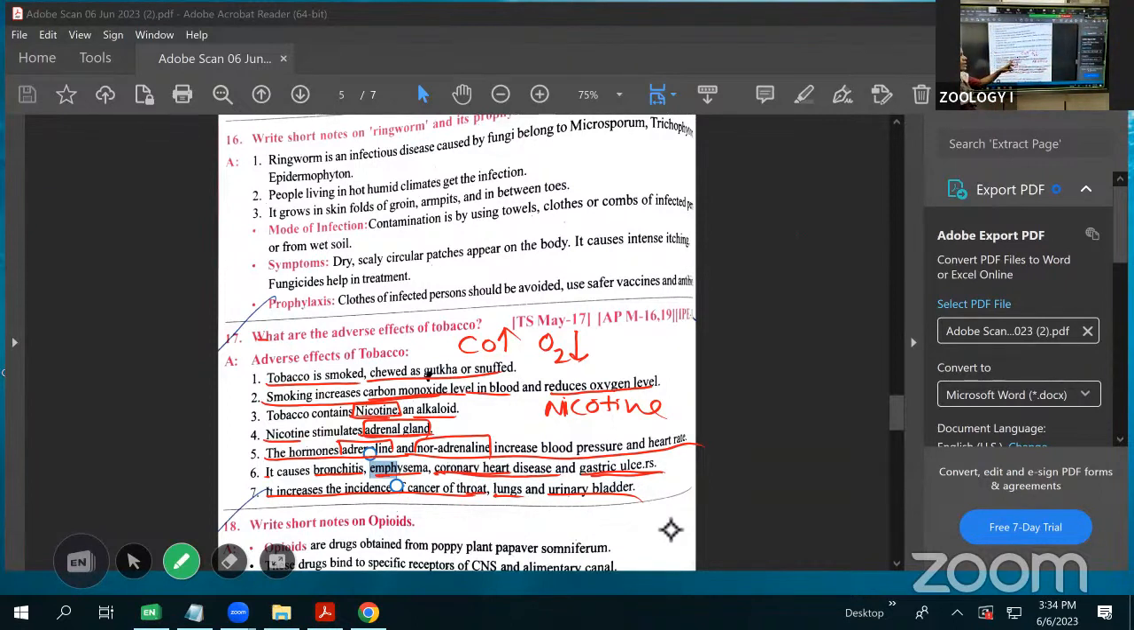First, it increases the carbon monoxide level and decreases the oxygen level, and the nicotine present in the tobacco mainly stimulates the adrenal gland. They produce the two hormones, adrenaline and noradrenaline, which increase the blood pressure as well as heart rate. It also causes bronchitis, emphysema, coronary heart disease, and gastric ulcers. Clear? This is the main incidence of cancers like throat and lung cancers. This is about the tobacco adverse effects.